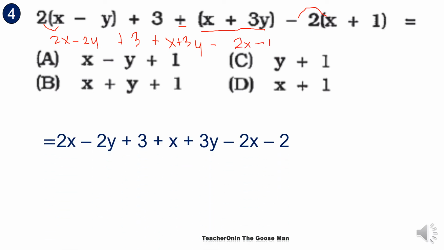So we have here, guys, but take note that I can remove 2x minus 2x as well as negative 2y plus 3y. This will give me a positive y. And then I'll combine 3 minus 2, which will give me positive 1. So the final answer is y plus 1. Based on our choices, the correct answer is letter C.